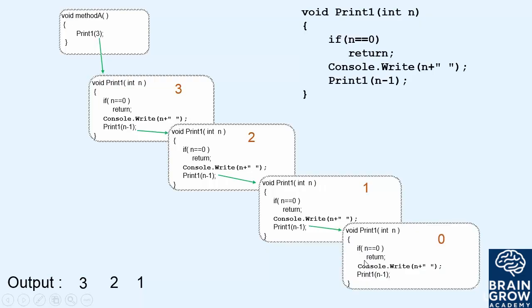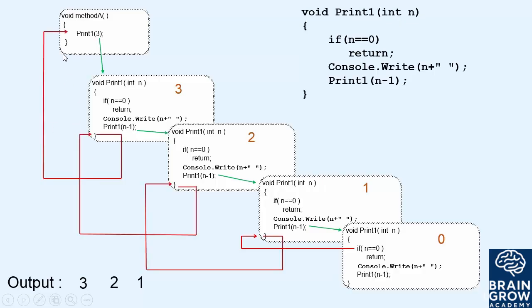Now this condition is true. So we have reached the base case. So the winding phase stops and unwinding phase starts. So control comes here, here, here, and finally here. So we can see that this method prints numbers from n to 1. Now let's trace the next method, print2.